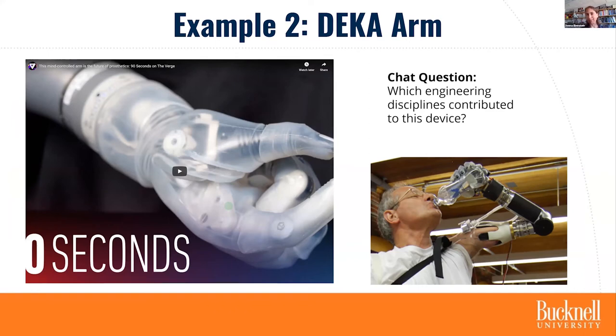So yeah, I see some people already typing stuff into the chat room, right? So this has mechanical, chemical, electrical engineering, right? This requires a lot more disciplines to contribute because we've added that electrical component and the controls and everything else you need in order to be able to control all those different degrees of freedom. So the more complex the device gets, the more likely it's going to be a multidisciplinary team working on it in order to solve that problem. And again, the biomedical engineer has the expertise to sit at the center of this team and communicate across all those different disciplines.